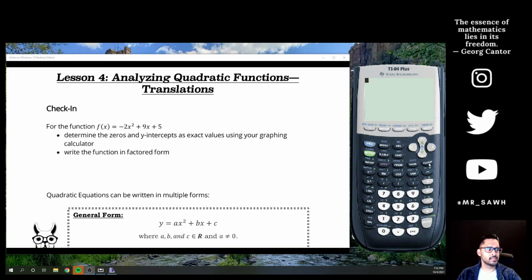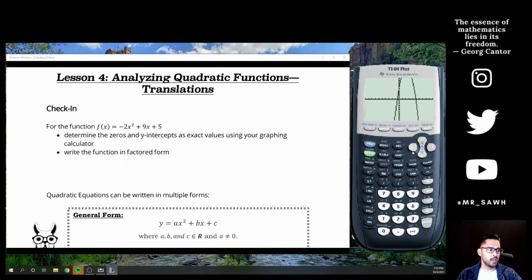So in the last time we did this, we talked about the graphs and what we could do with our calculator. So let's just graph this function in here and see what we can do. So we're asked to determine the zeros and y-intercepts as exact values using our calculator. So you can hit your y equals button again and graph your function. So negative 2x squared plus 9x plus 5. You can press graph and see where that gets you.